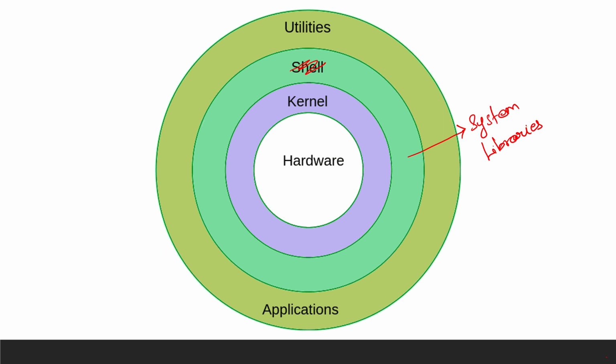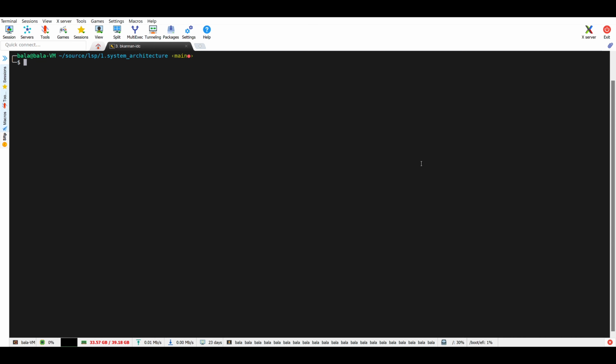At the very core of a machine comes the hardware, and the hardware is surrounded by the kernel, which is the Linux operating system. Next come the system libraries, and at the very outer layer of the architecture comes the application. It means for any application to access the hardware, it has to go via the system libraries and then the kernel. To understand it better, let's take a simple hello world program.